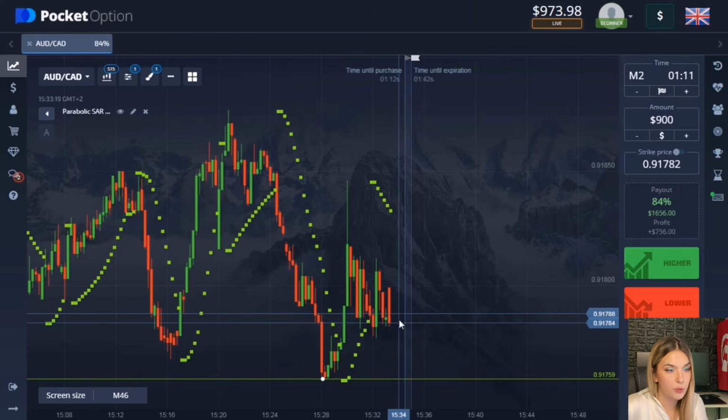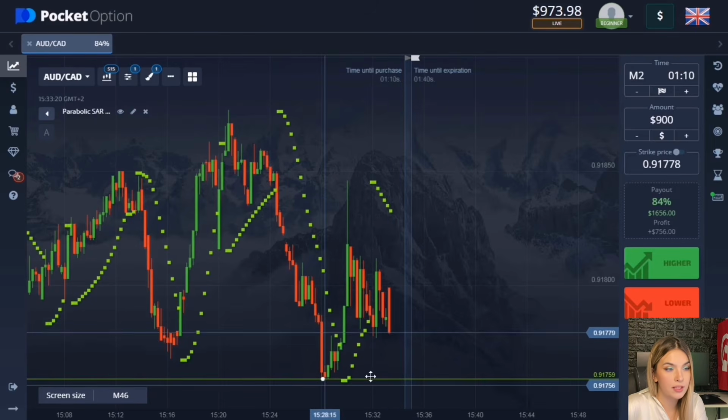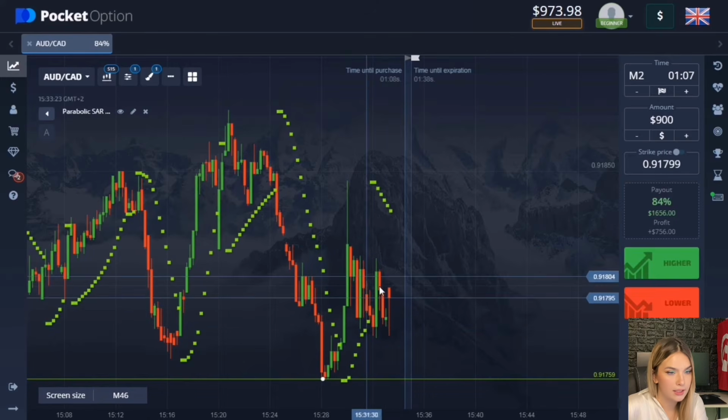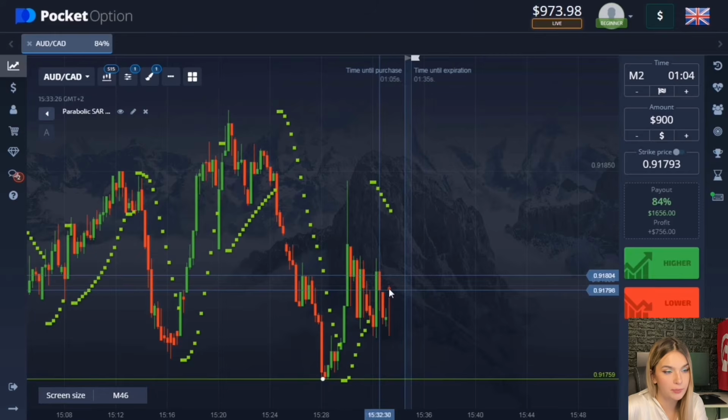Here we see the level of support. We also see that at the moment there is a downside movement. Price highs are getting lower. I also pay attention to our indicator. It tells us about the upcoming price movement.